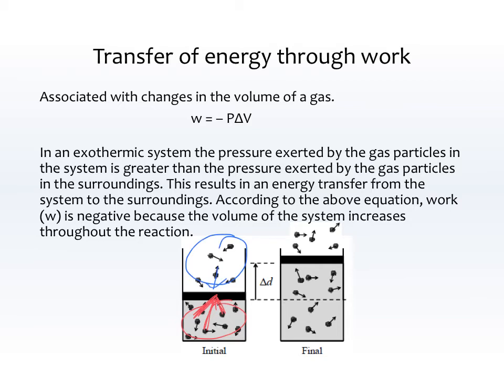This is going to be much less. This results in an energy transfer from the system to the surroundings. According to the above equation, work is negative because the volume of the system increases throughout the reaction. So, since energy is essentially leaving the reaction, then work is negative. Or if you're looking at this formula, negative pressure times delta V, and delta V itself is positive, because it's increasing in volume, then this will get you a negative value for work. Let's work a couple of examples.